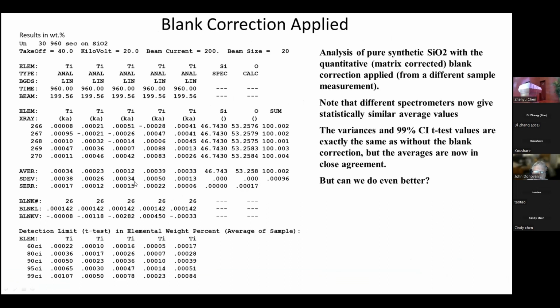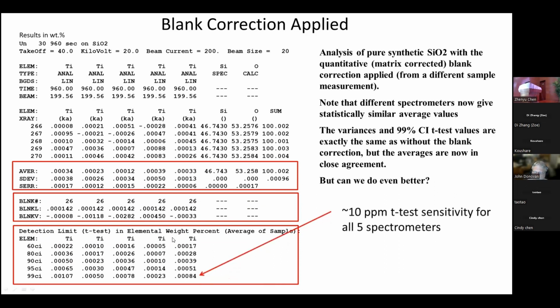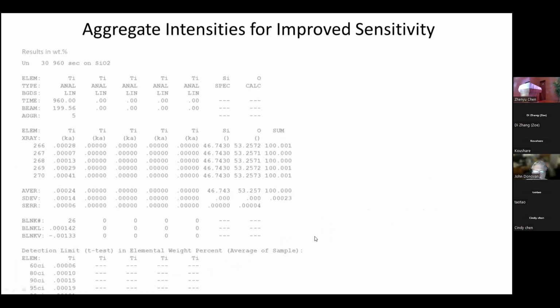And if we apply the blank correction, now our numbers are all very much in agreement. They're within the standard deviation. It didn't change our detection limits. It didn't change our sensitivity, but it did improve things. And here you can see the blank correction applied from another sample, which was a pure synthetic quartz. And here we go. We're getting the same sensitivity as before, but we can do better.